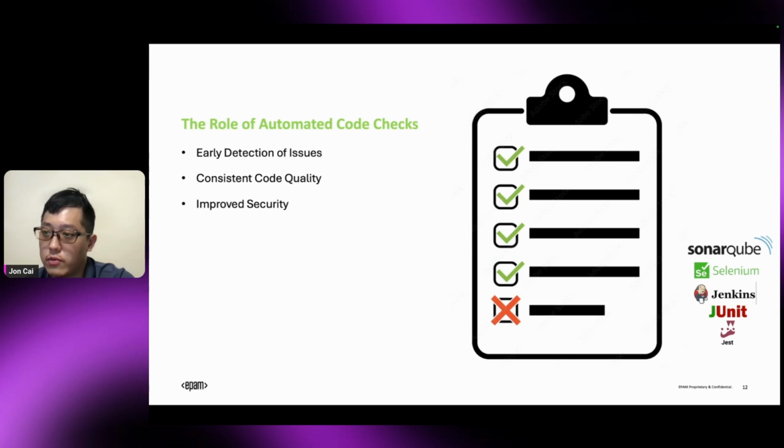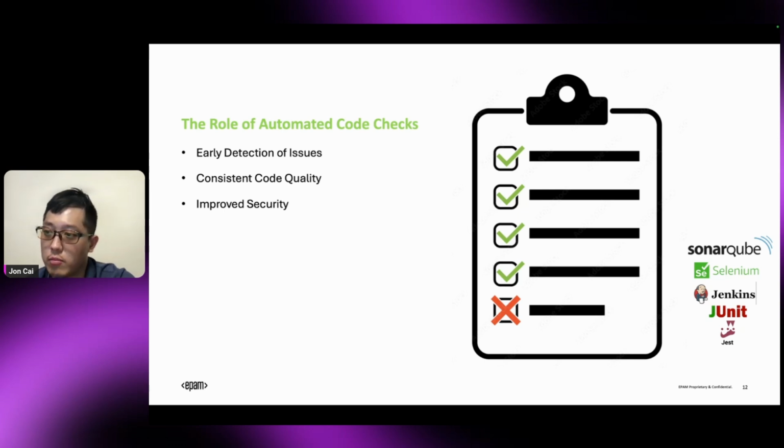In addition to automated testing, automated code check also plays a very crucial role in safeguarding software quality. Automated code check involves analyzing the source code, identifying potential issues, and enforcing coding standards. So let's explore some of the key benefits of automated code check.